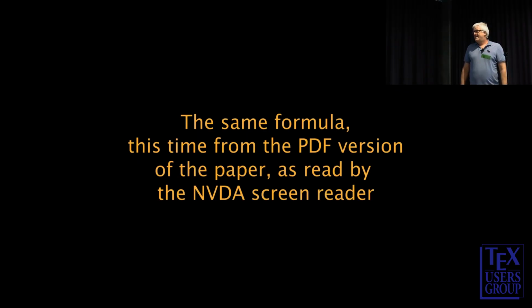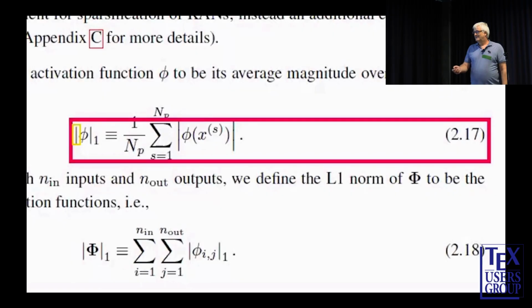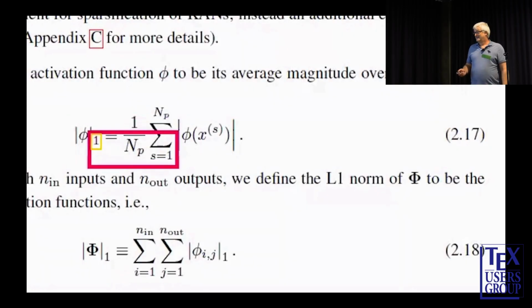Version of the paper, as read by the NVDA screen reader. NP P X 1 space bar identical to space N P space left paren X left paren S right paren space dot space left paren dot 1 that paren number 1 space S equals 1.